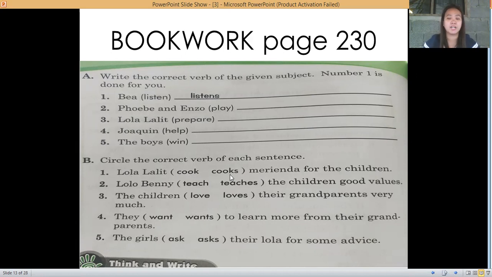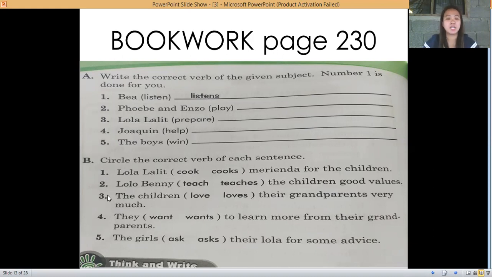Please circle your answer. Next, number 2, Lolo Benny teaches the children good values. I will repeat, Lolo Benny teaches the children good values. Lolo Benny is singular. So what is the correct verb you're going to use? Is it teach or teaches?